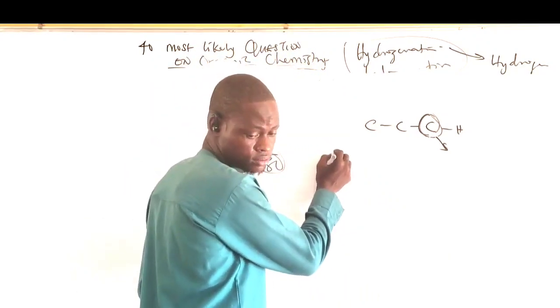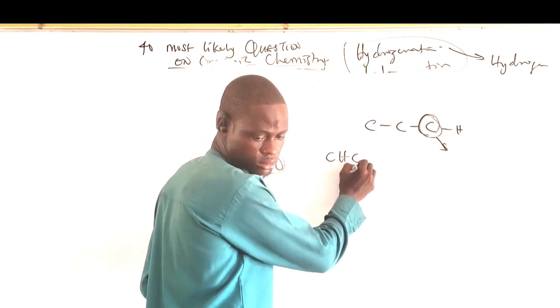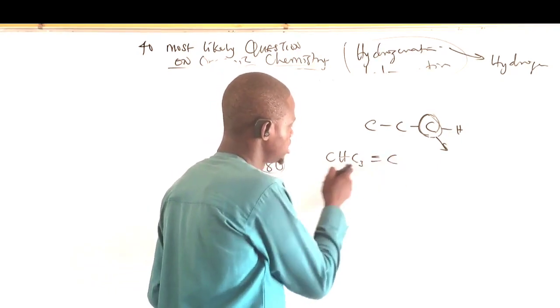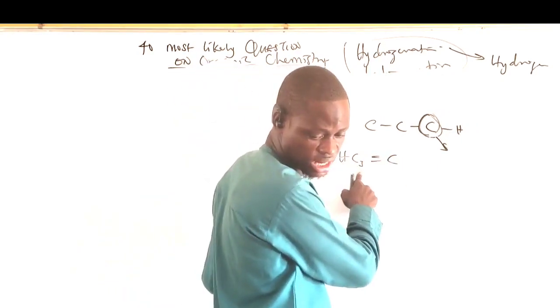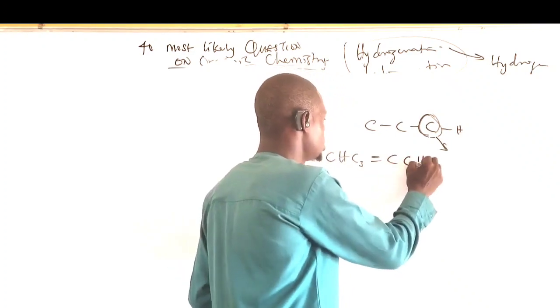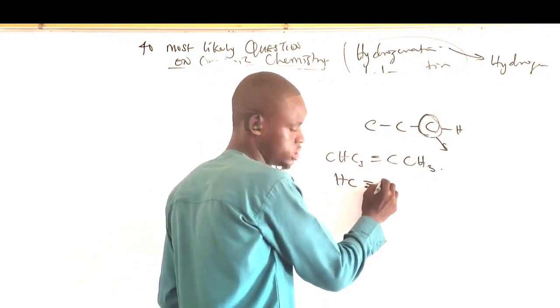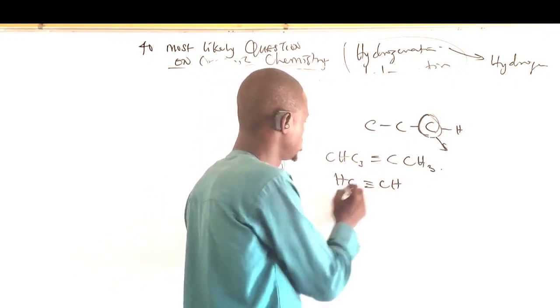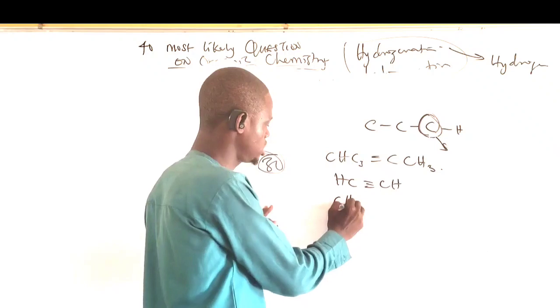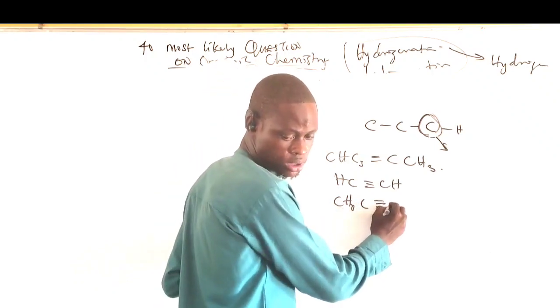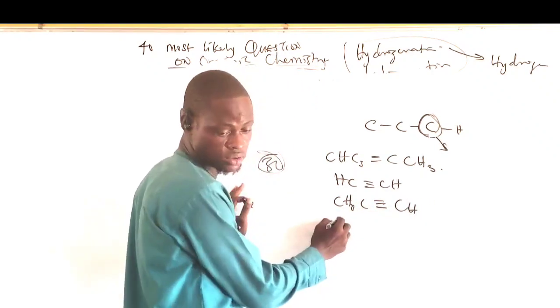Option A, we have CH3... we have HC triple bond CH. Option C, we have CH3C triple bond CH. And option D, we have what?